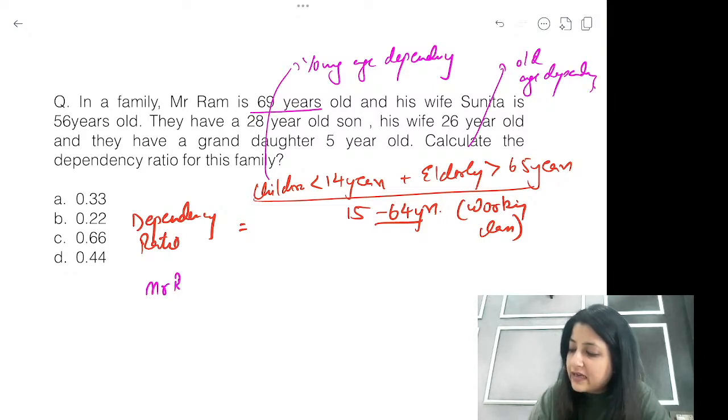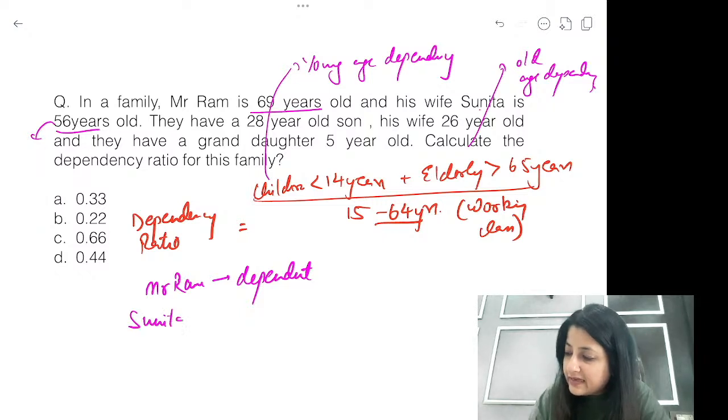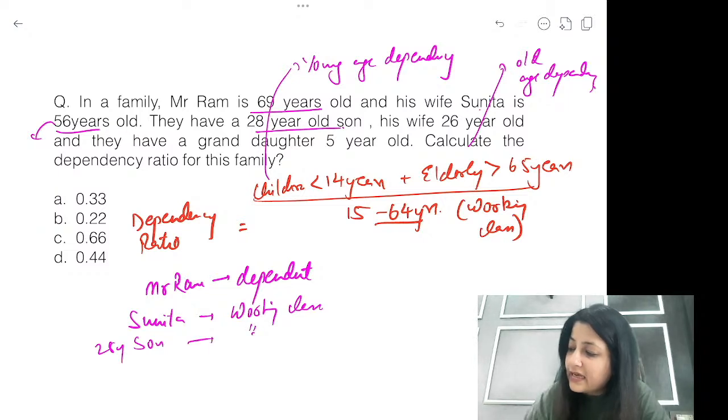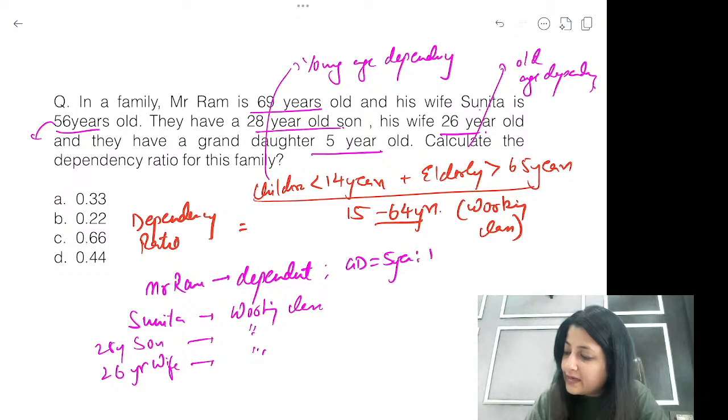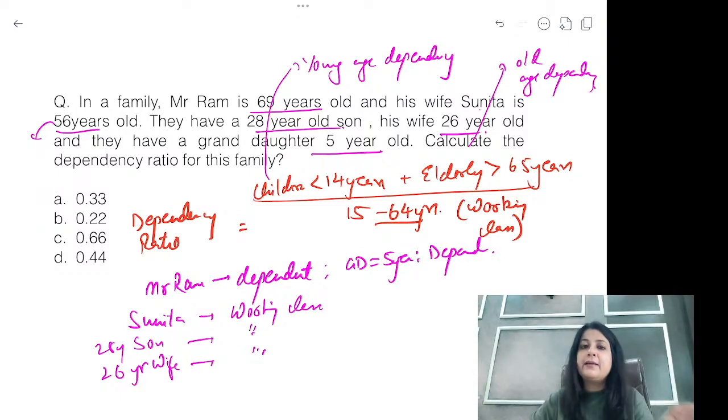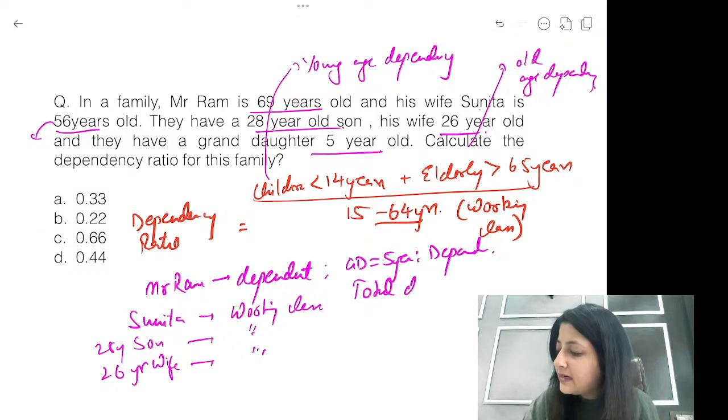Now see over here, Ram is 69 years old. So Mr. Ram, let's count the total dependents. Mr. Ram is a dependent. Wife Sunita is 56 years old, so Sunita is working class, she comes under 15 to 64 years. The 28-year-old son is also working class. The 26-year-old wife is also working class. The 5-year-old granddaughter is dependent. So what is the total number of dependents in the family? Total dependents, everybody, is 2.